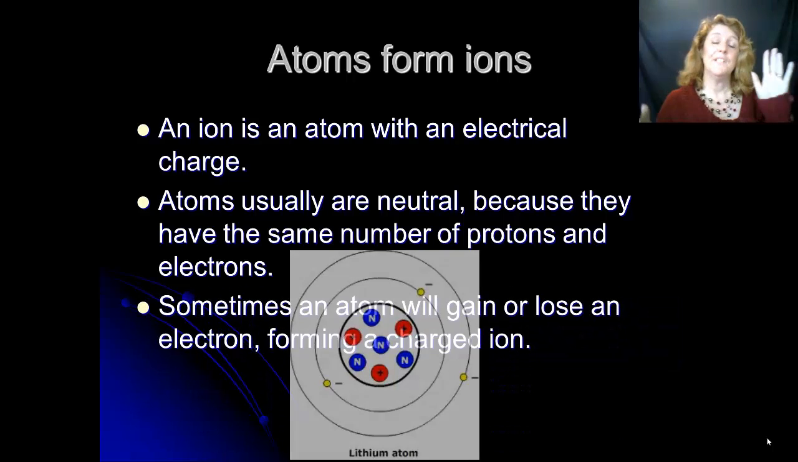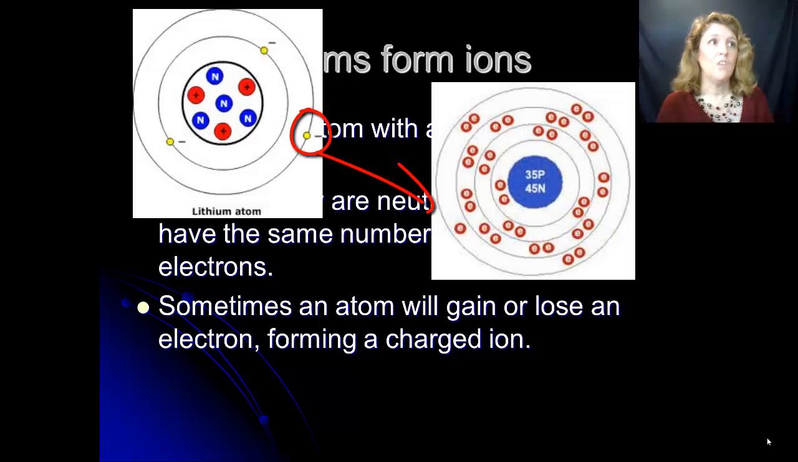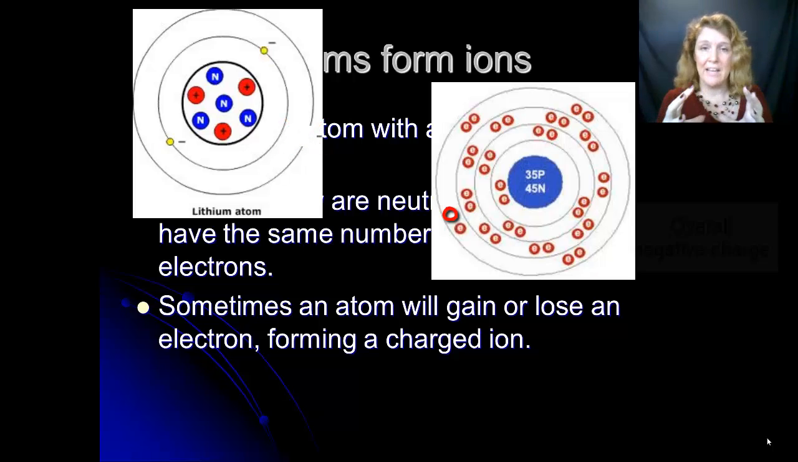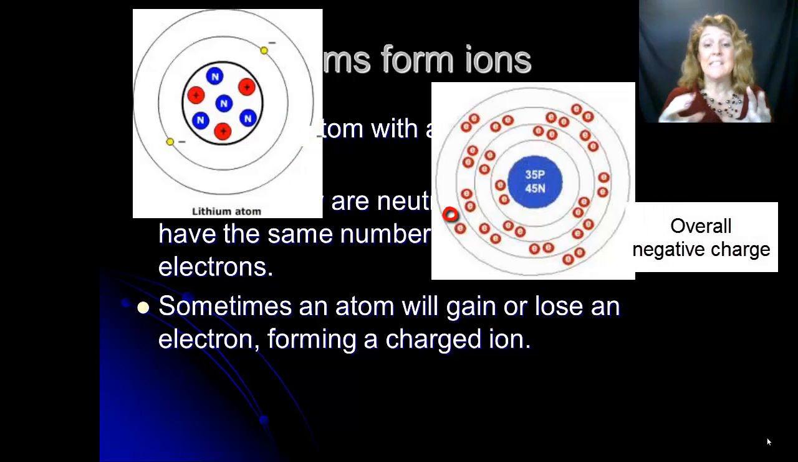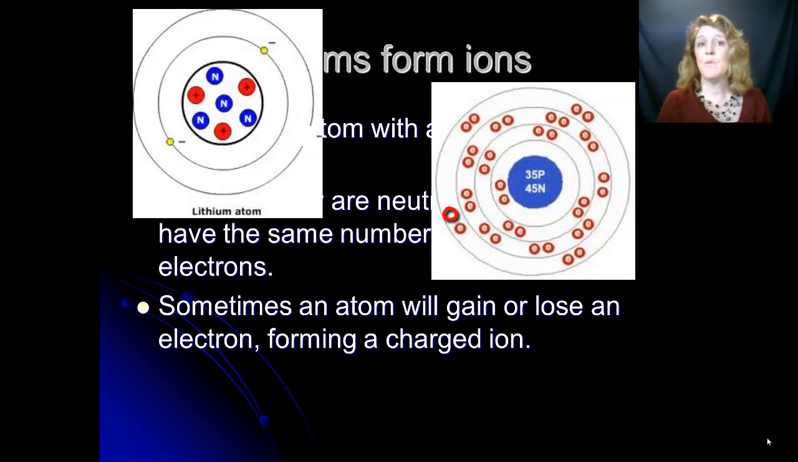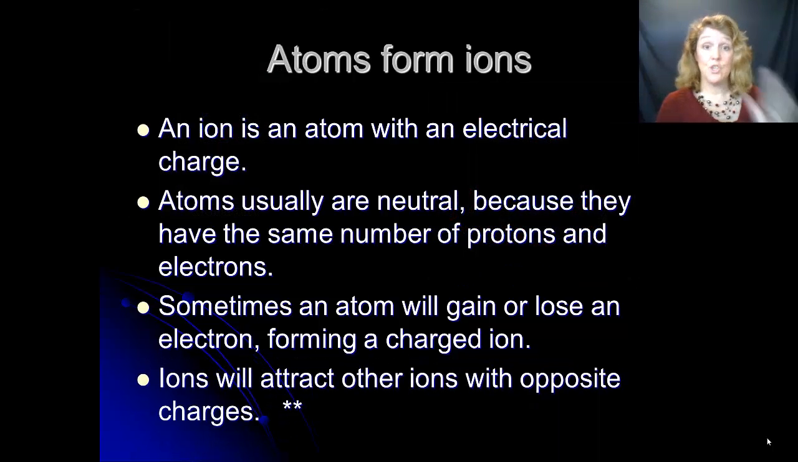However, sometimes an atom will gain or lose an electron. If an atom ends up with an extra electron, a little negative guy, then it's got a negative charge, and we call that an ion. Sometimes an atom will lose an electron, so it's lost a negative, which means it's got more positive now, so it's a positively charged ion. If you change the number of electrons, you make something with an electrical charge called an ion. And ions attract other ions with opposite charges.